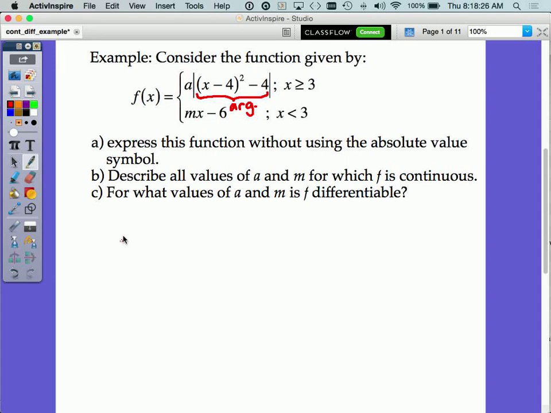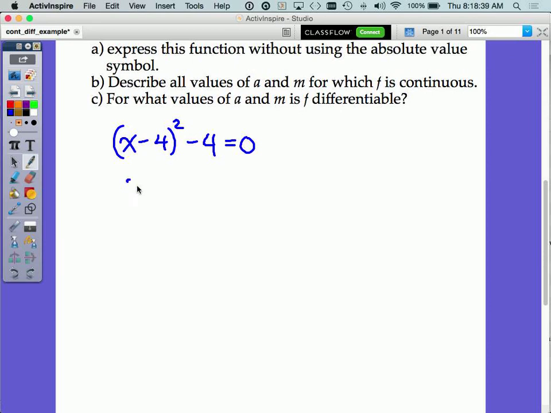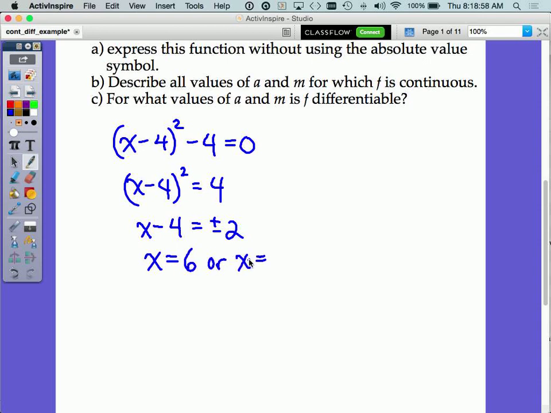So really what we want to know is where is (x minus 4) squared minus 4 going to equal 0? And that's pretty straightforward. We can solve that quite quickly. We'll get (x minus 4) squared equals 4. x minus 4 equals plus or minus 2. Don't forget that when we go from a quadratic function to a linear function, we're going to have two answers. So x equals 4 plus 2, which is 6, or x equals 4 minus 2, which is 2. So those are our possibilities.